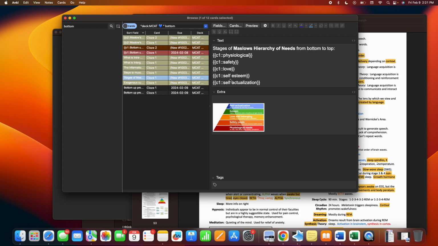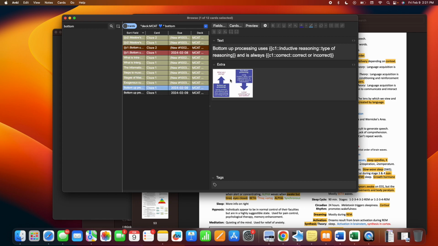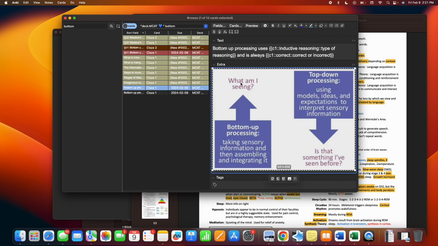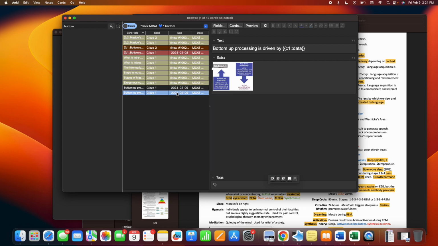Did we get it the other way? Perhaps. Bottom up reasoning: taking sensory information and then assembling and integrating it. Top down: using models, ideas, and expectations to interpret sensory information. So bottom up is driven by data, whatever you're getting. So wait a second.